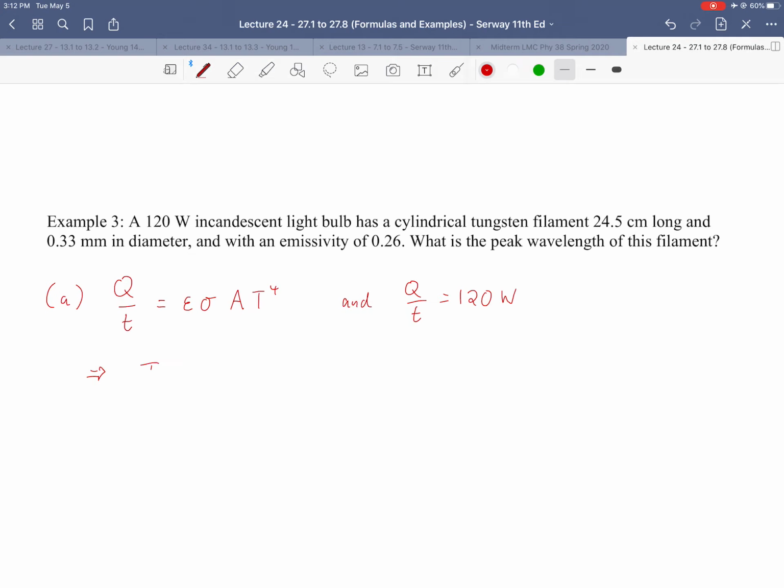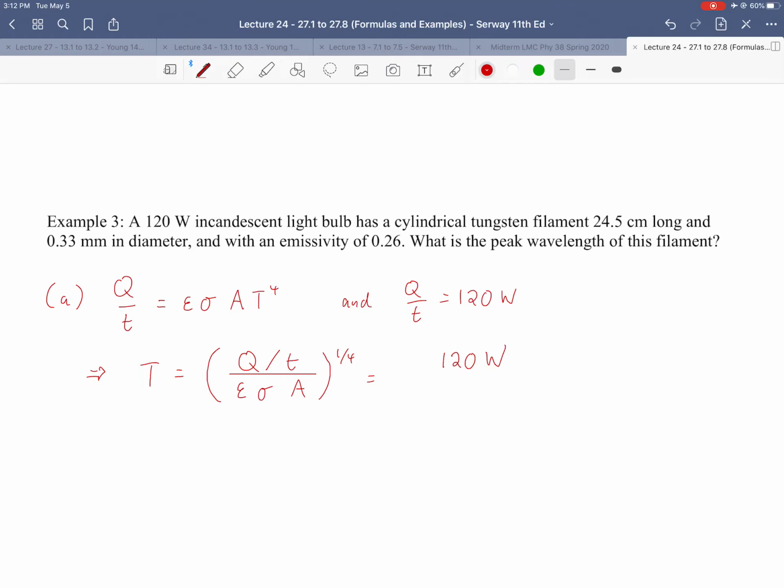So this would look like we want to solve for T. So then I'd have T is going to be the fourth root, or I'll just raise it to the 1/4 power. So it will be Q over t divided by emissivity, constant, surface area. Okay, so let's clean that up a tad. There we go. And of course to the 1/4 power, because temperature is raised to the 4th power. That's just laws of exponents there.